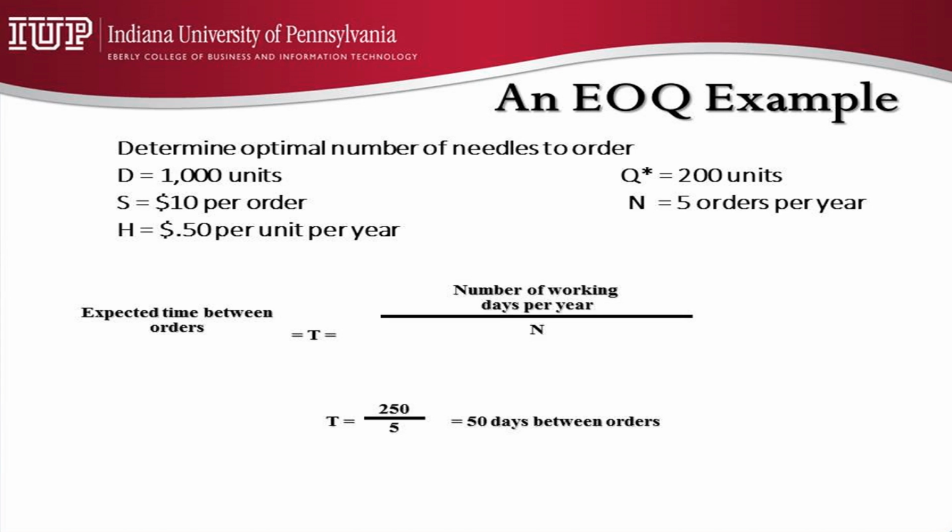If you want to just look at the working days, assuming you're not working on Saturday and Sunday in this particular manufacturing company, you have approximately 250 working days in a year. So 250 divided by 5, every 50 working days, you place an order for 200 units.